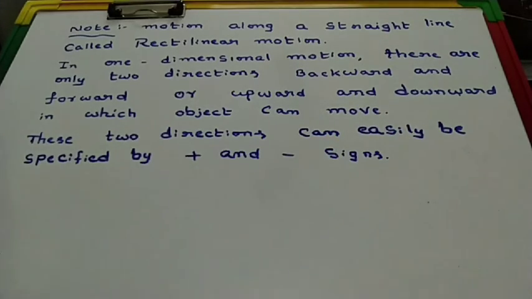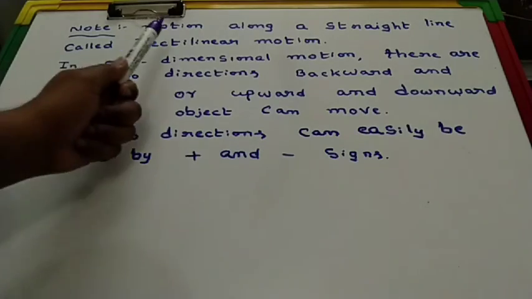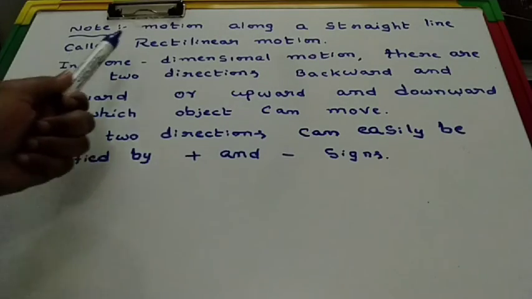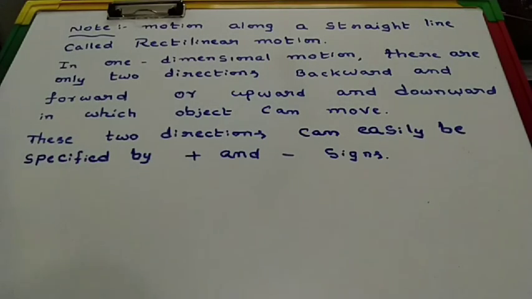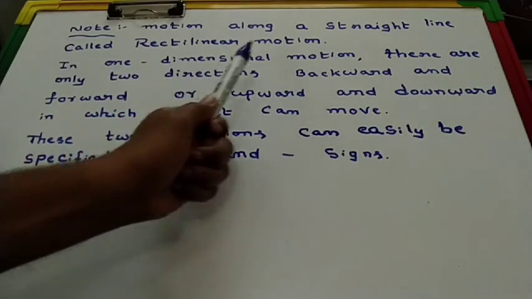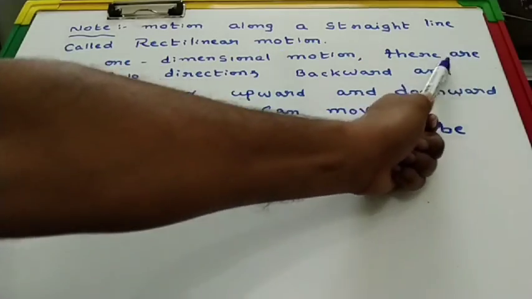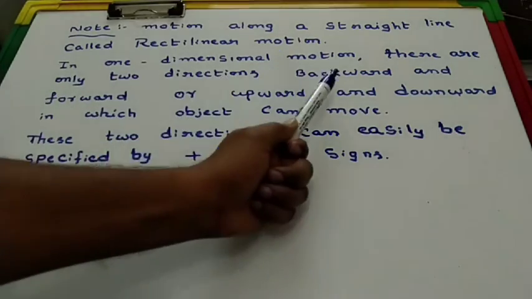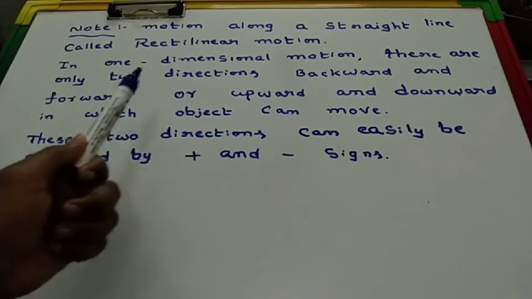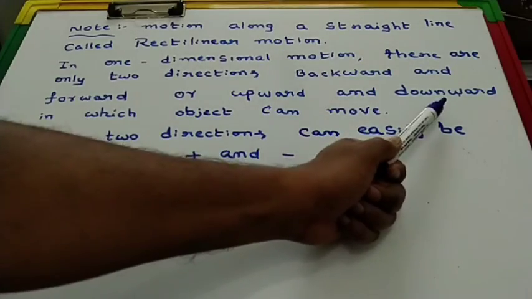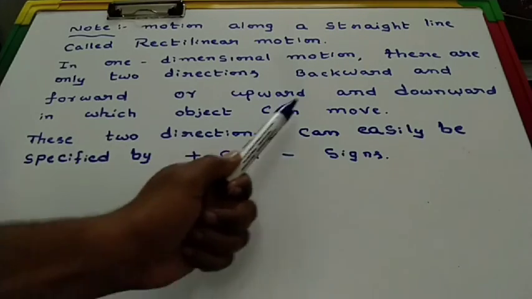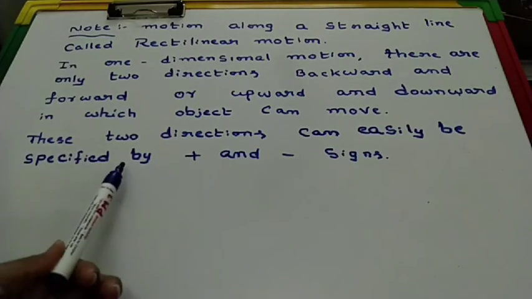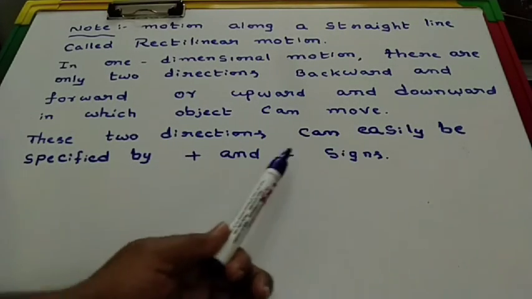Once again, I am repeating this point. Motion along a straight line is called rectilinear motion. In one-dimensional motion, there are only two directions, backward and forward or upward and downward, in which the object can move. These two directions can easily be specified by positive and negative signs.